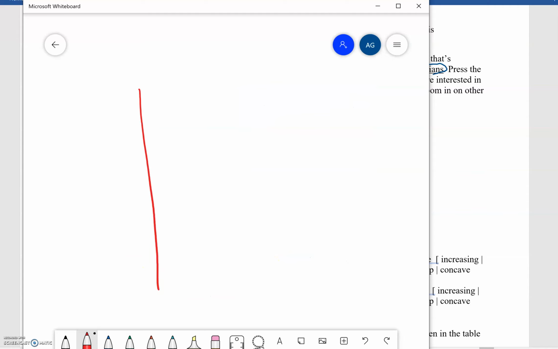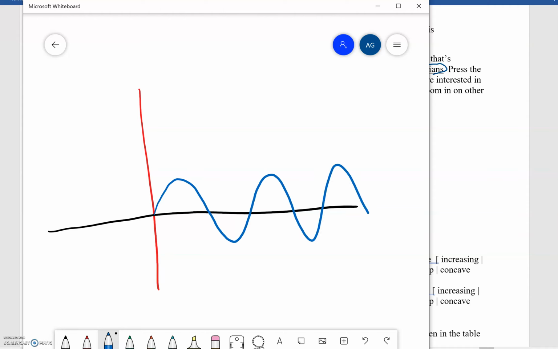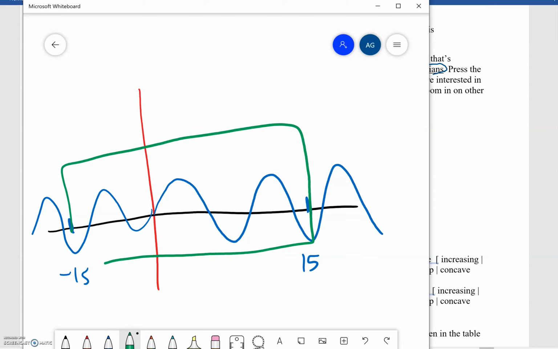If I graph the sine function, let me put that in black, it's going to look like this. Okay, and well, actually like that. And so negative 15, let's just say it's right here or something, and then positive 15, let's say it's over here. So if we restrict our attention just to the function within this green box, we've got maxes and mins all over the place.